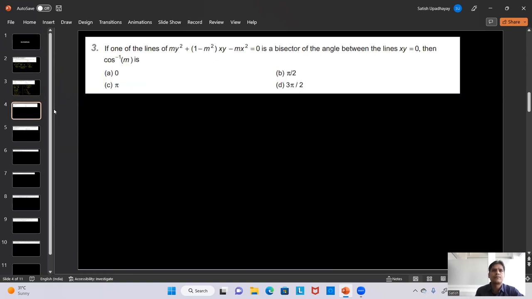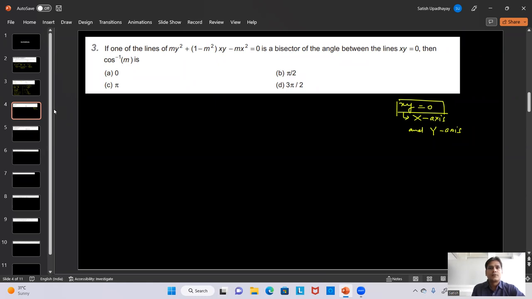Question number 3. The question is saying, if one of the lines of my square plus 1 minus m square xy minus mx square equal to 0 is a bisector of the angle between the lines xy equal to 0. See here, xy equal to 0, what does it represent? xy equal to 0 means x axis and y axis, right? So this xy equal to 0 is the combined equation of our coordinate axes.